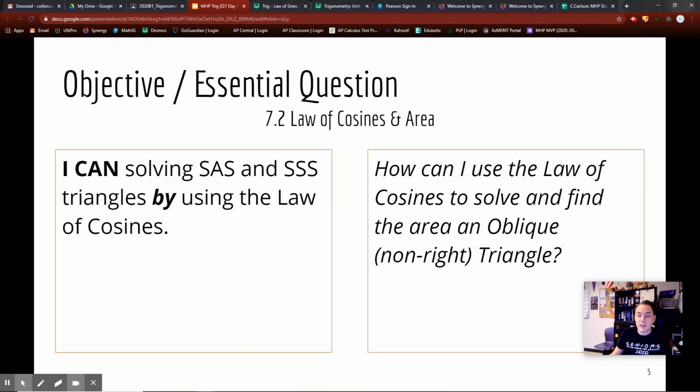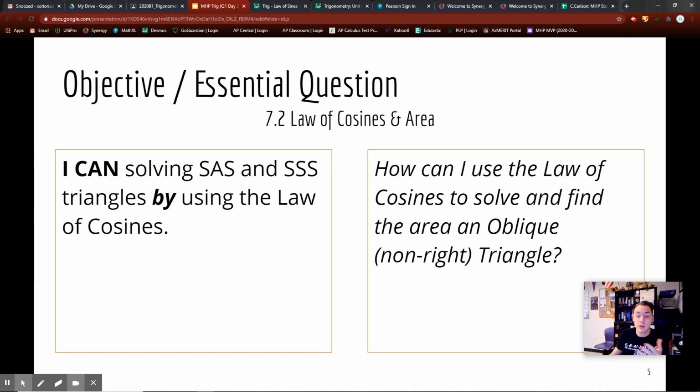All right. After that, you're going to get started on the notes. That's 7.2, law of cosines. I can solve SAS and SSS triangles by using the law of cosines. So now there are 2 different kinds of triangles. We didn't do SAS and SSS last video. Okay, we did all the other triangles, but we did not do SAS and SSS.